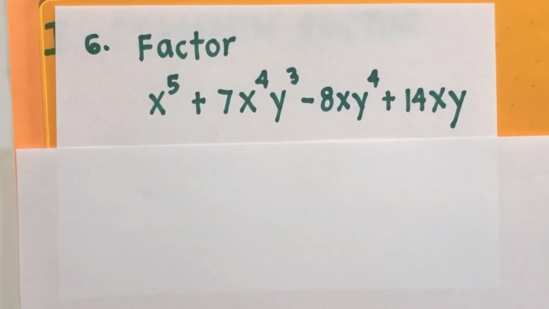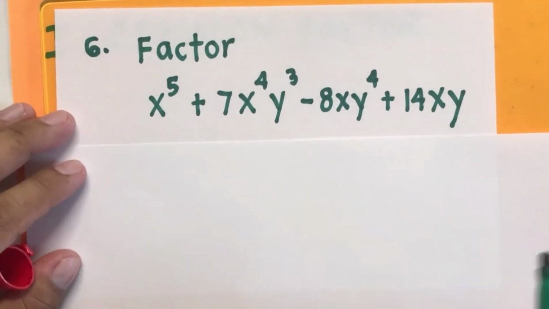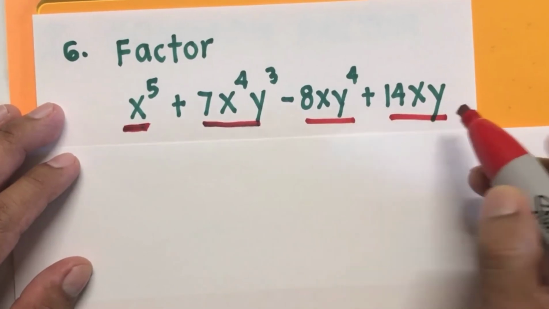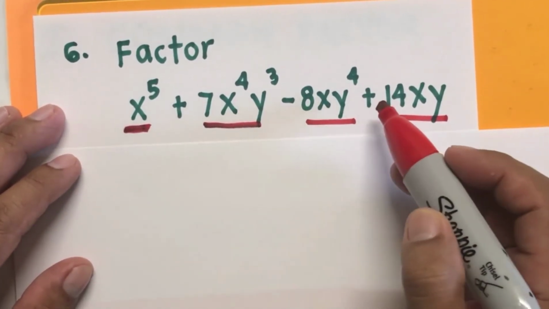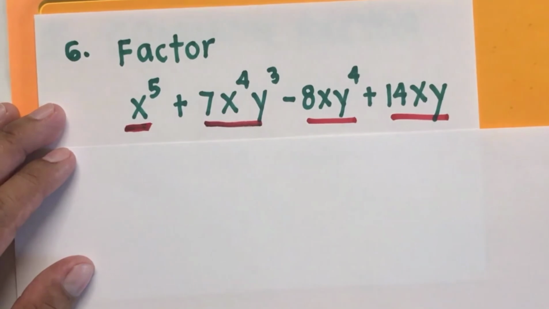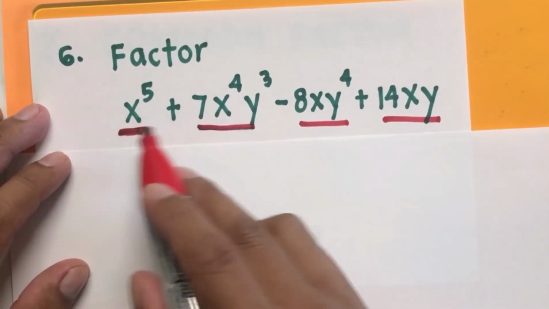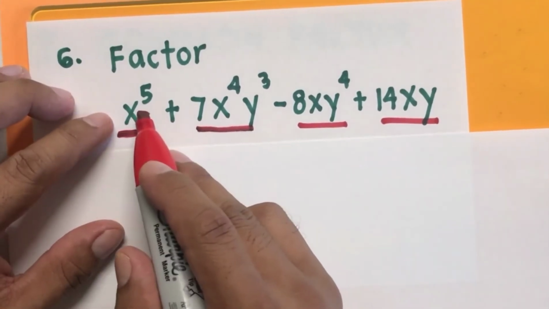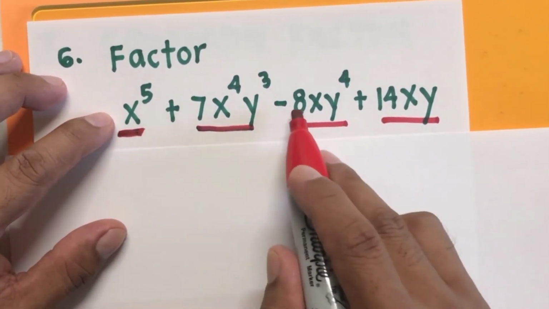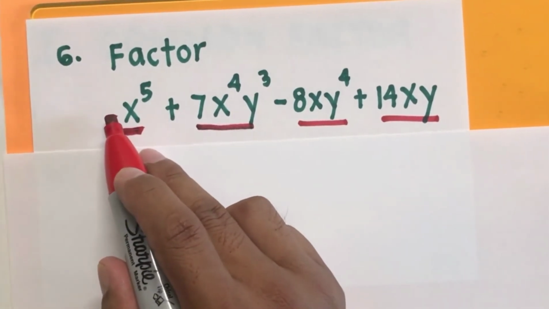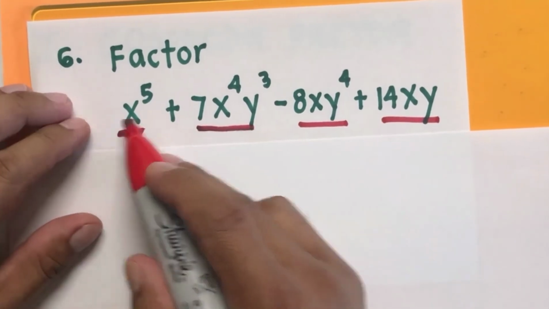Factor x to the 5th plus 7x to the 4th y cubed minus 8x y to the 4th plus 14x y. So how many terms are there? This one term, this another term, another term, another term. The plus or the minus signs are the boundaries of the term. So let's get the common factors. Notice that there is no numerical coefficient for x to the 5th. That means we don't have to get the common factors of the numerical coefficient because there's nothing that can be common with x to the 5th. That makes our work easier.